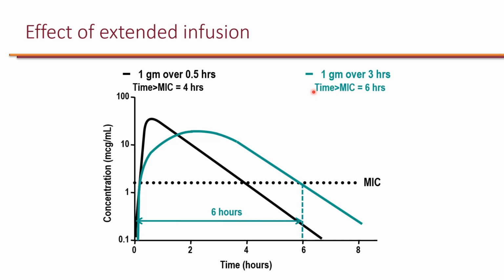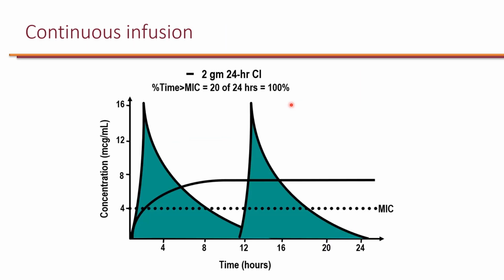And ultimately, we can do continuous infusion. So basically, the entire daily dose can be infused over 24 hours. And what happens is that once the concentration goes above MIC, because we never stop the infusion, it continues to stay above MIC, and that's how we get a time above MIC of 100% of the dosing interval.